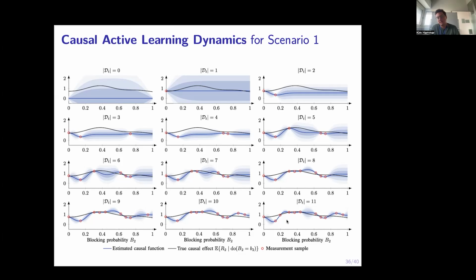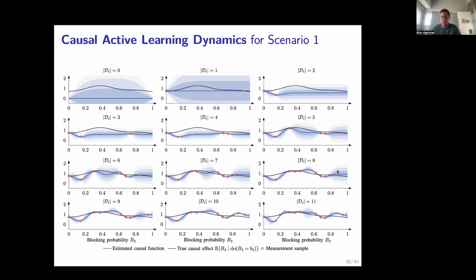You can also note here that some measurement samples are not in line with the true causal functions, and that is because we have measurement noise. There's quite a lot of noise actually on the real system on the testbed, so that also complicates the estimation. But as we showed in the theory earlier, as long as you have enough measurement samples, it will eventually converge to the true causal function.